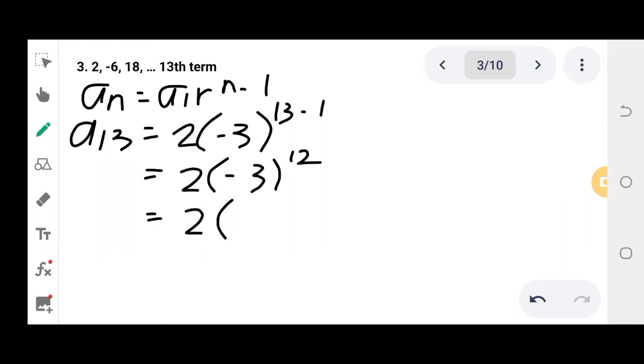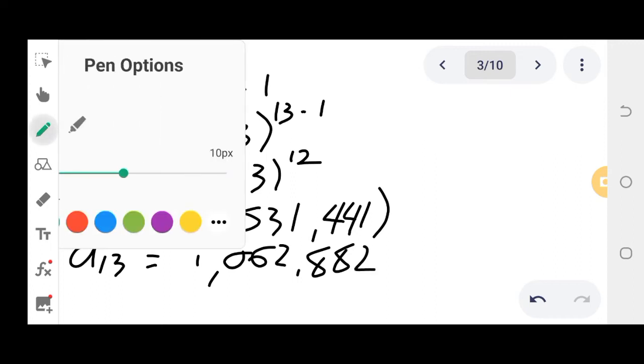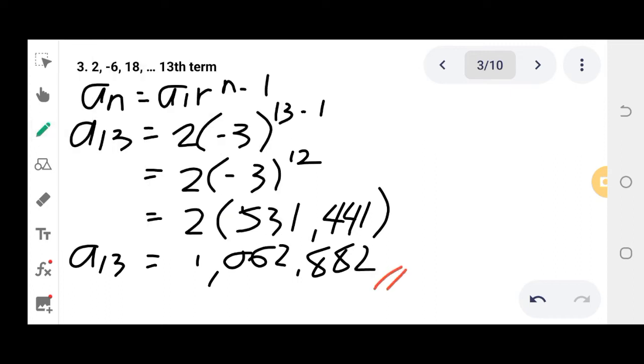So, 2 times ang negative 3 raised to 12 ay equal siya sa 531,441 times 2. Ating A sub 13 is equals to 1,062,882. That is the A sub 13. Get po? O, get yan.